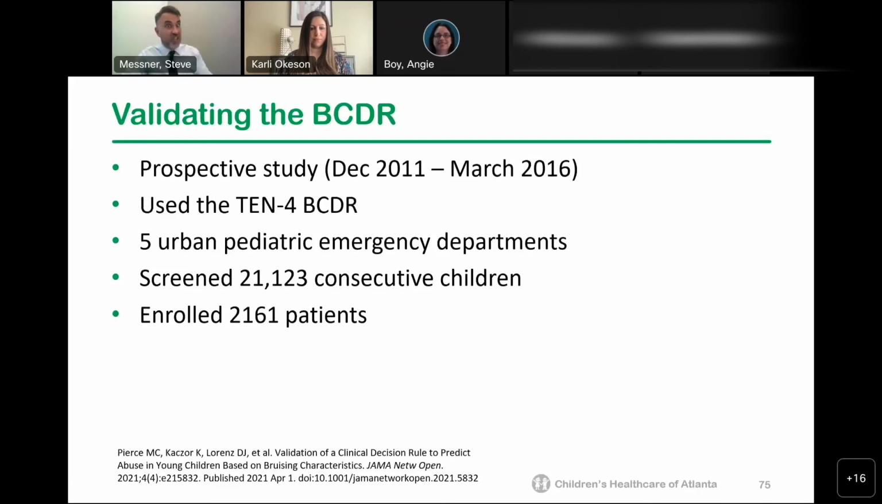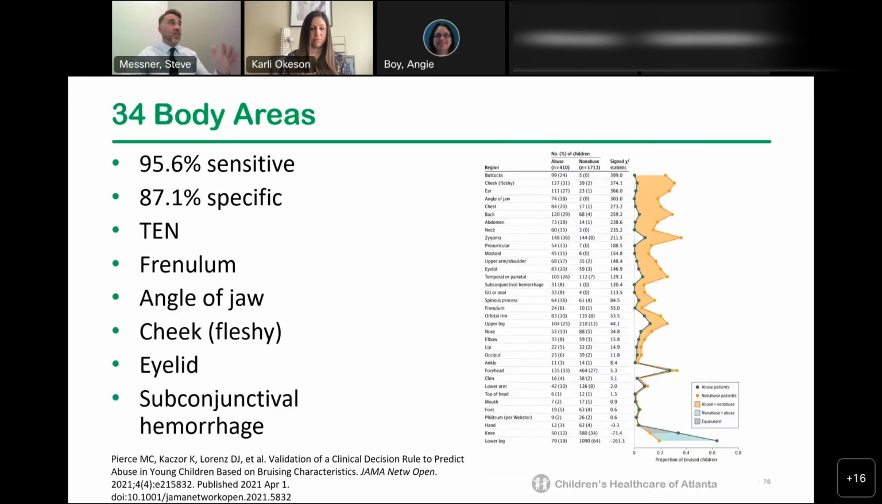So then they did another study and they validated this. They went forward for almost 5 years using this. They screened over 20,000 children and then were able to enroll over 2,000. They looked at 34 body areas. So they broke it down. It's very granular. And they found that it was almost 96% sensitivity and 97% specificity for these being injuries that were indicative of abuse.